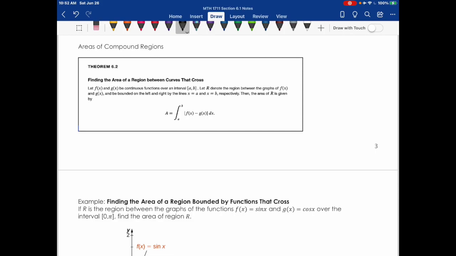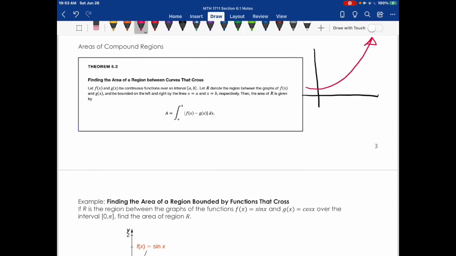So now we're going to talk about what's called area of compound regions. And we're going to take what we've learned so far and apply it to more complicated areas. In the first couple of examples we went through, when we looked at the entire interval of interest, one function was always above the other function. Now what we're going to look at is, if we're looking at the entire interval of interest, what do we do if one function crosses the other?